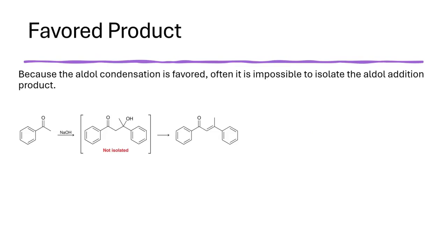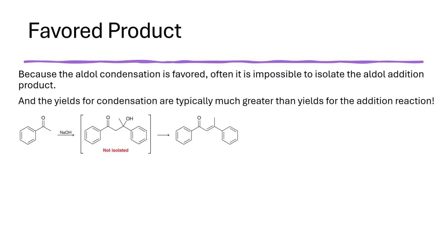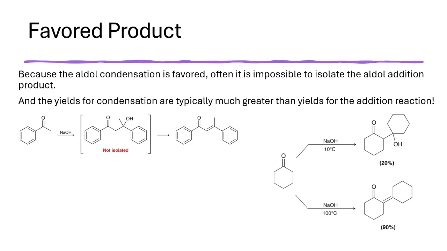Favored product. Because the aldol condensation is favored, often it is impossible to isolate the aldol addition product. And the yields for condensation are typically much greater than yields for the addition product. If we have, for example, this reaction in the presence of a base but at 10 degrees Celsius, the yield for the addition product will be about 20%. At elevated temperatures, the condensation product yield is about 90%.